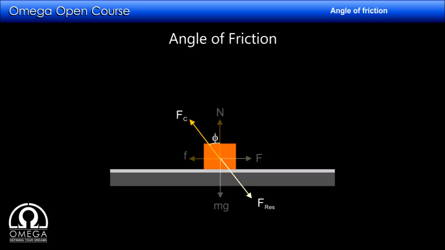In the limiting case, when the block is just about to move, the net force on it is still zero, and hence these two forces must cancel each other out. This means contact force must be equal in magnitude and opposite in direction to the resultant of the rest of the forces. Thus, the angle that the resultant of the rest of the forces makes with the normal is equal to the angle of friction, and when this angle becomes equal to or greater than tan inverse mu, the block starts sliding.